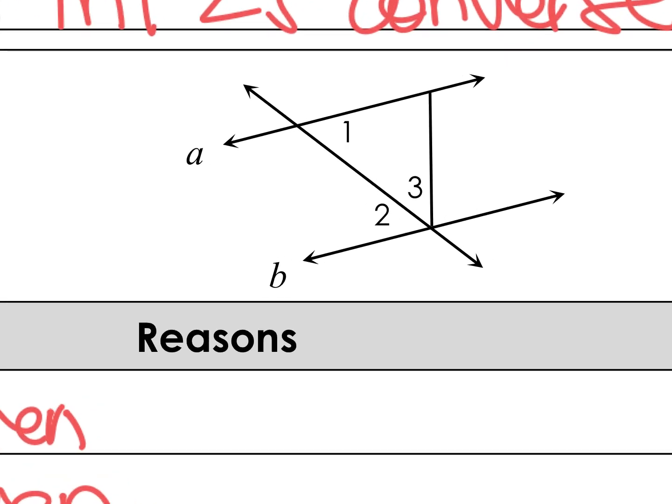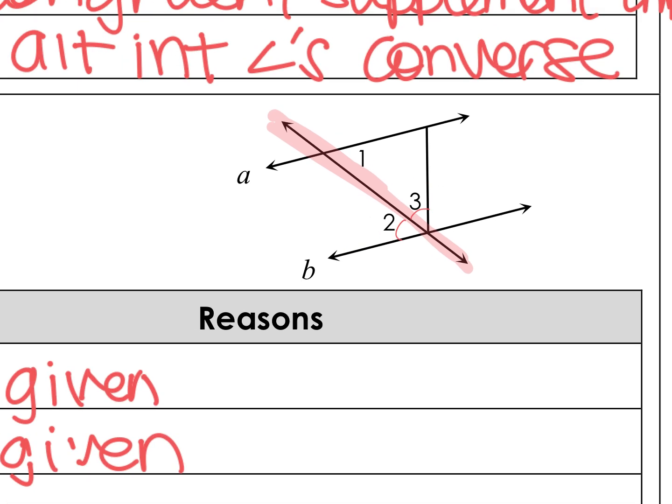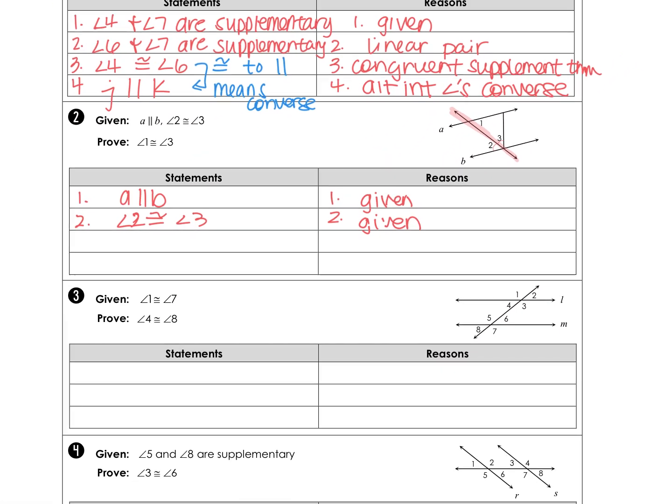Okay, angle 2 is congruent to angle 3. Ooh, does that mean that this line is an angle bisector? Yes. It does. Totally off topic. Doesn't have anything to do with the proof, but good thing to notice. Okay?